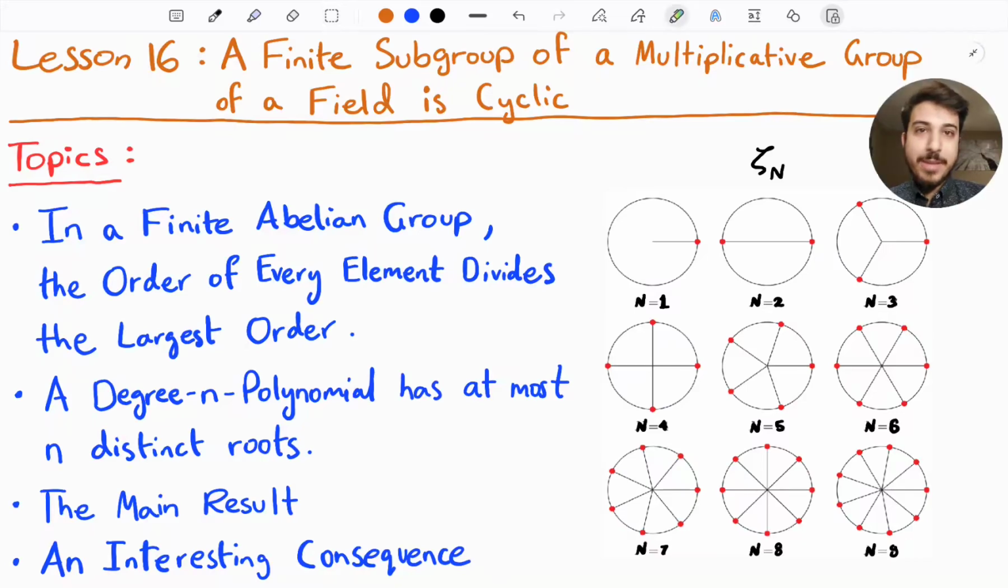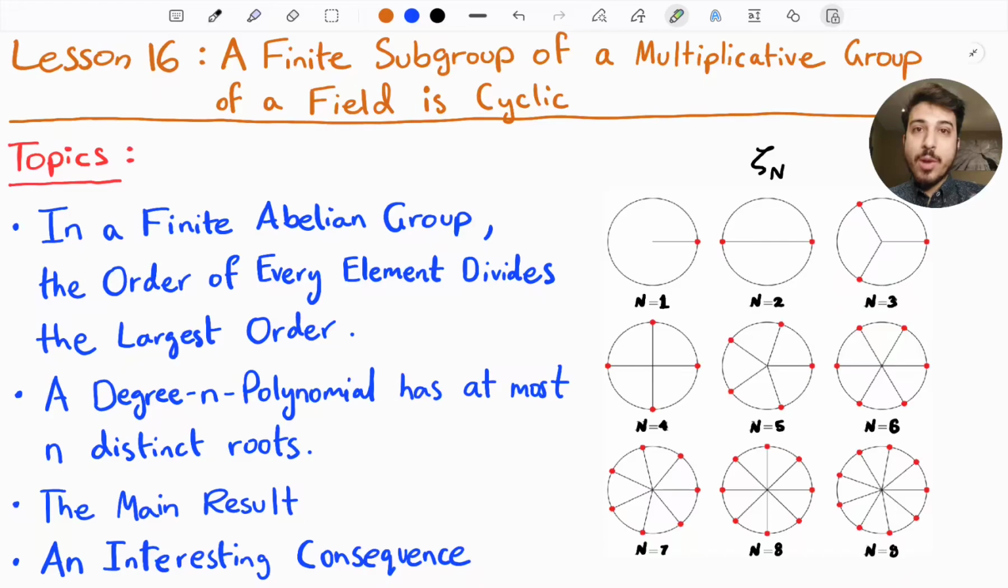Ladies and gentlemen, welcome back to lesson 16 in group theory. In this lesson, we're going to be talking about a result which I find very entertaining. This result says a finite subgroup of a multiplicative group of a field is always going to be cyclic.